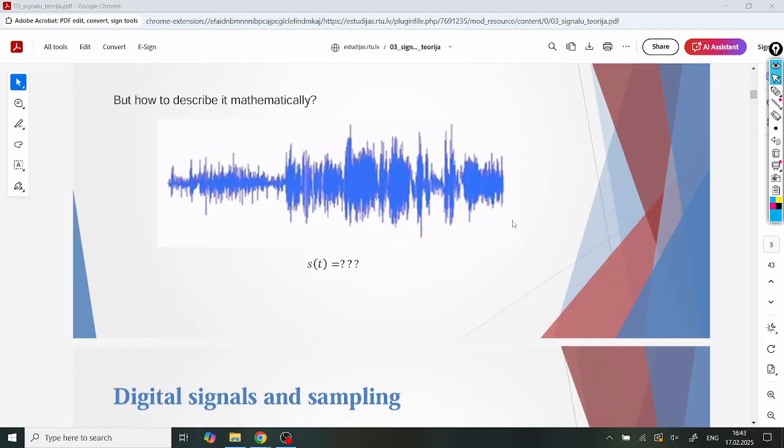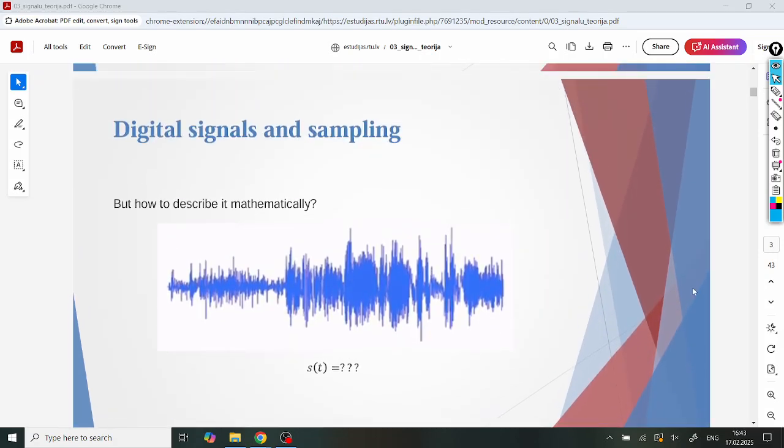Also, the next question is how we should describe this signal. In fact, this is a digital signal because I used MATLAB to generate it, plotted it, and saved the screenshot to put in the presentation. So in its nature, it was already created inside of computer memory. So what exactly is the signal?